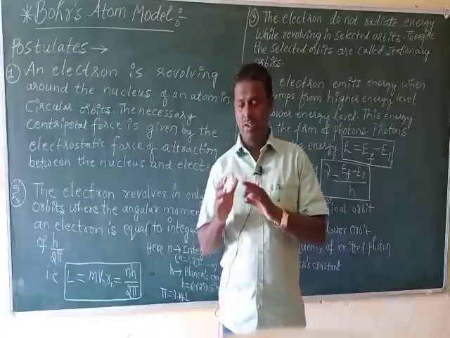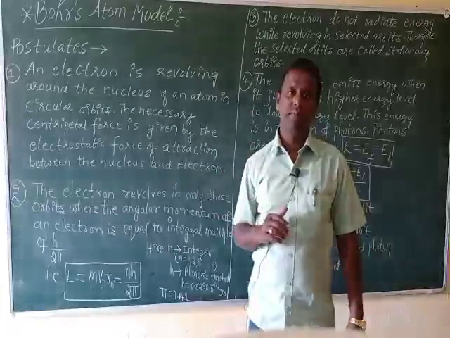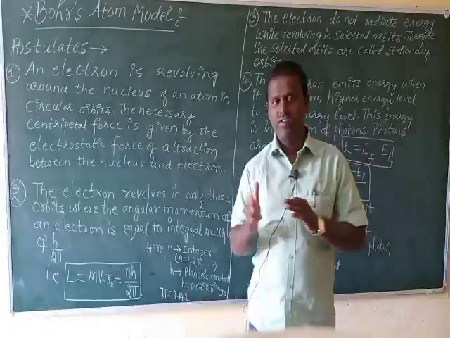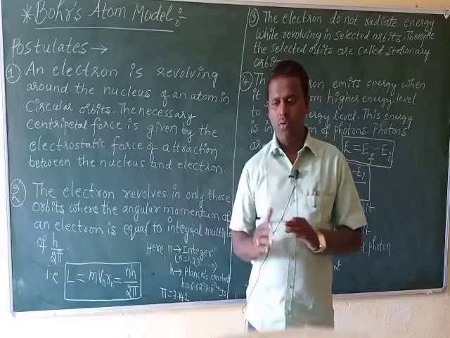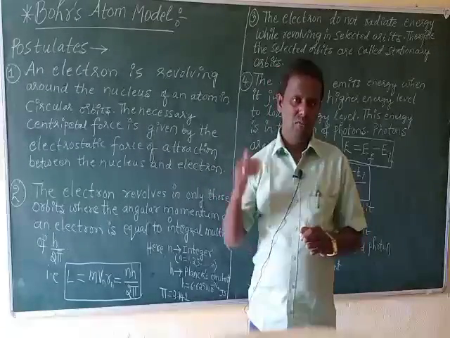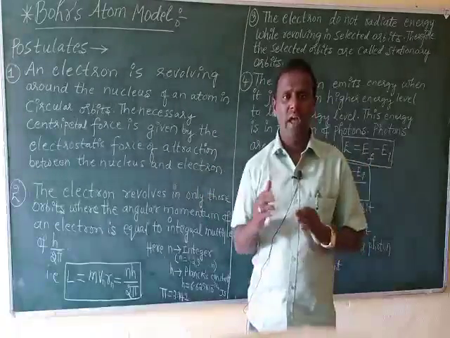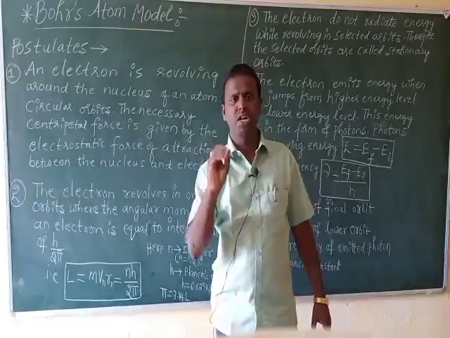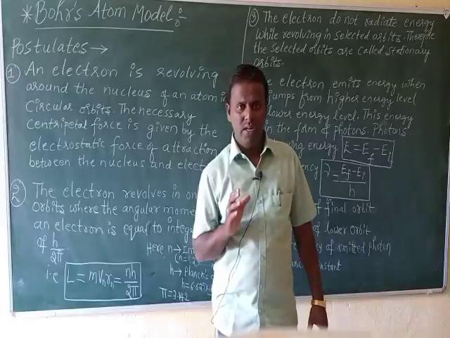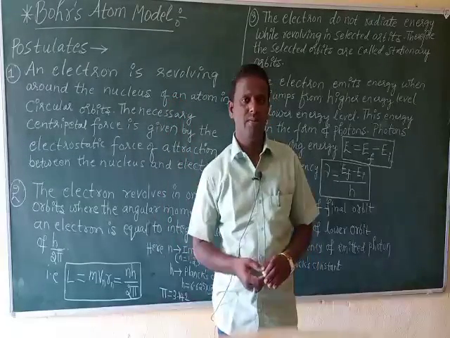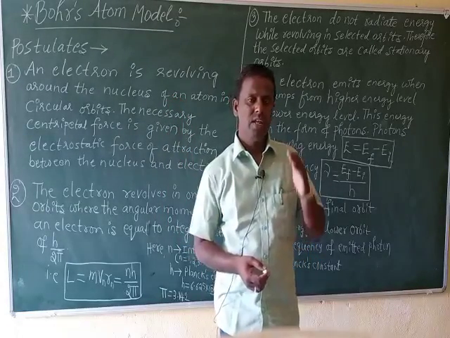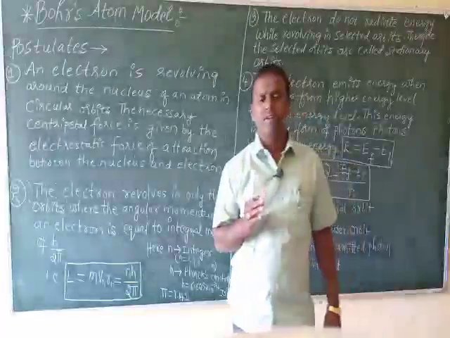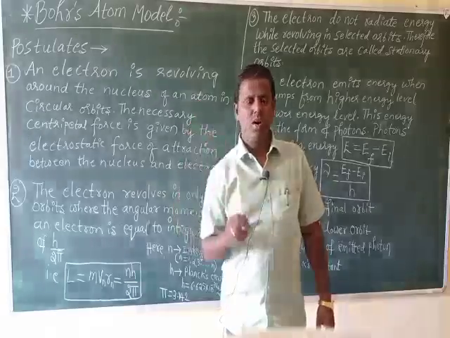Bohr's atom model and Rutherford's atom model are suggested only for the hydrogen atom, not for helium or carbon or oxygen or nitrogen or any other atoms. These models were specially developed for explaining the structure of the hydrogen atom. In a hydrogen atom, there is only one electron and only one proton. How many electrons are present in a hydrogen atom? Only one electron is present.